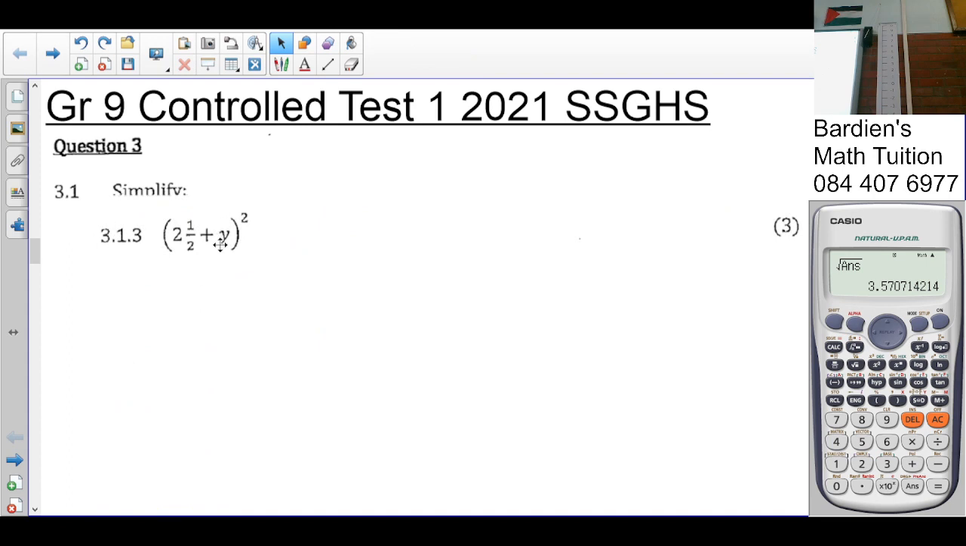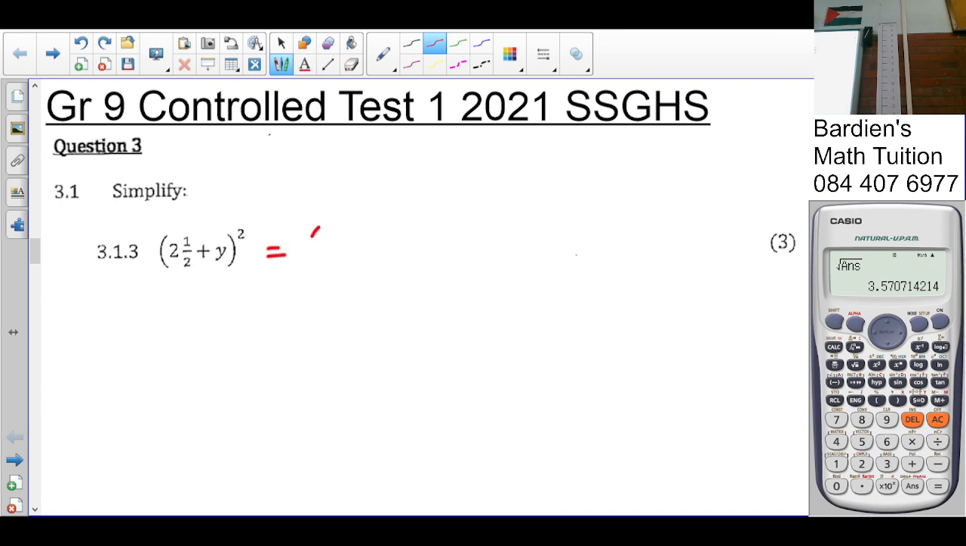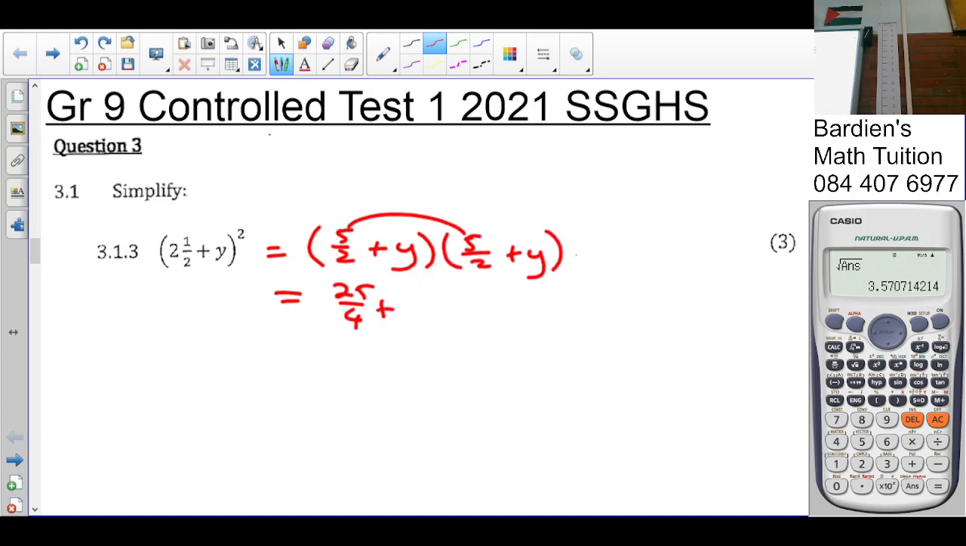Look at the next one. There's a mixed fraction here. So what I do is I first convert that to an improper fraction. So it's going to be 5 over 2 plus y, whole squared. So what I do is I write it out twice. It's 5 over 2 plus y times 5 over 2 plus y. Now we multiply. 5 over 2 times 5 over 2 is 25 over 4. 5 over 2 times y is 5 over 2y. Y times 5 over 2 is 5 over 2y. Y times y is y squared.